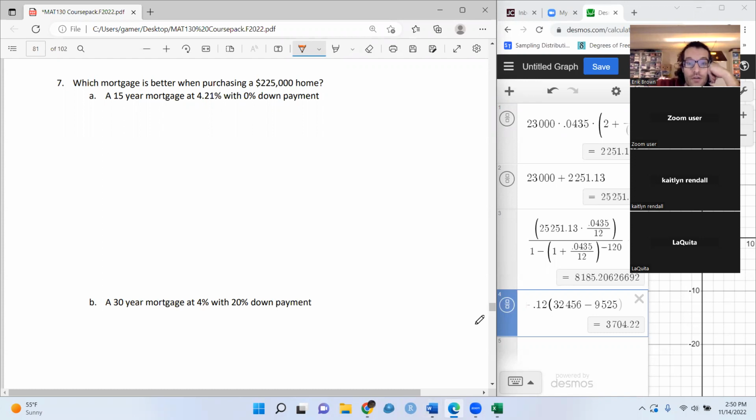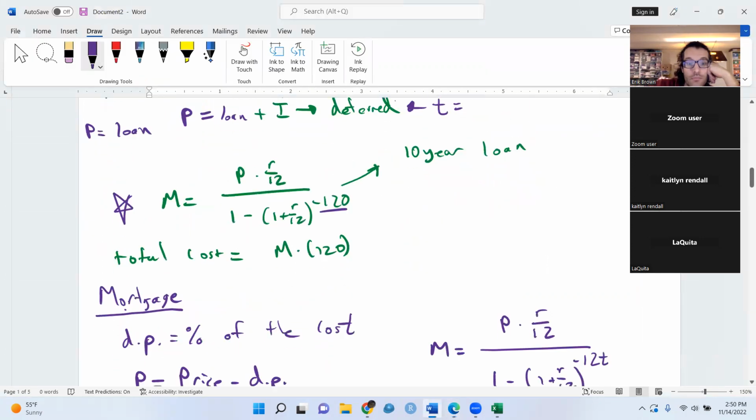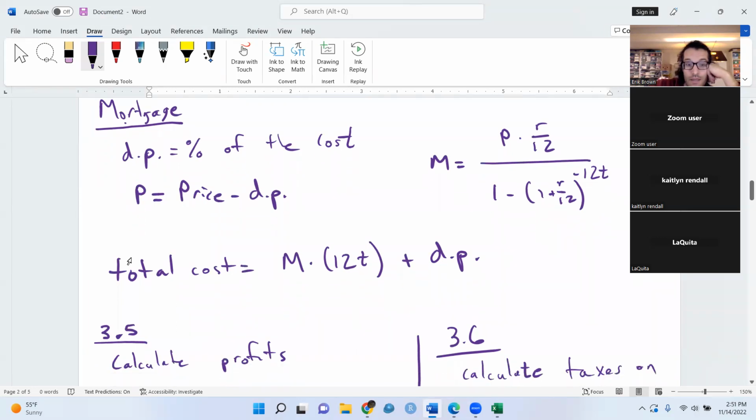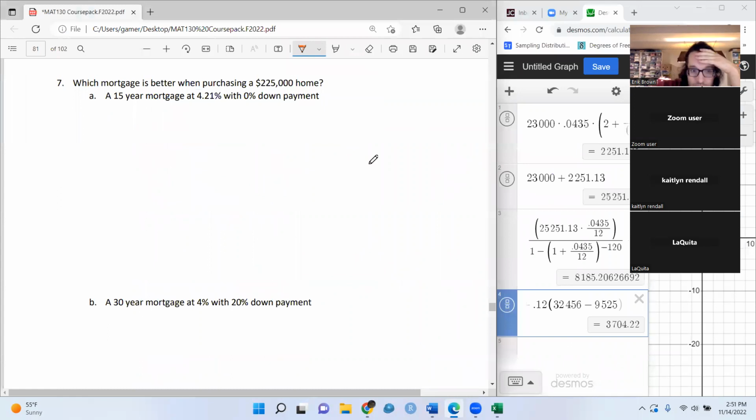So first, take a look at your mortgage stuff. We've got a monthly payment formula we're going to need to work with. We've got a down payment, which is a percent of the cost. The principal is going to be price minus the down payment, and the total cost is just the product and sum. Same structure, same logic as with the previous stuff. Okay, so if we have a 0% down payment, let's just get our mortgage payment.